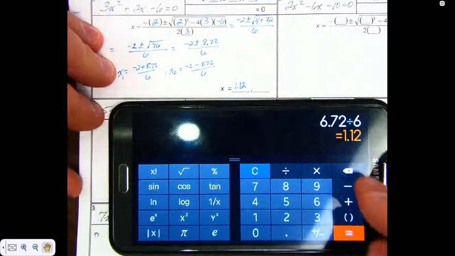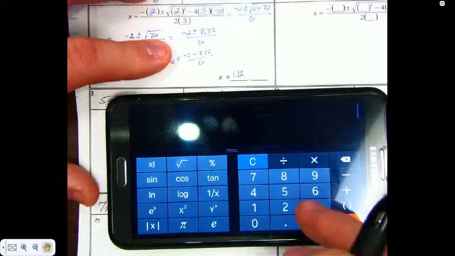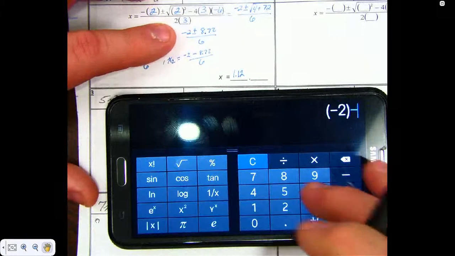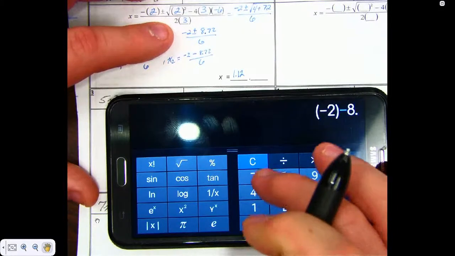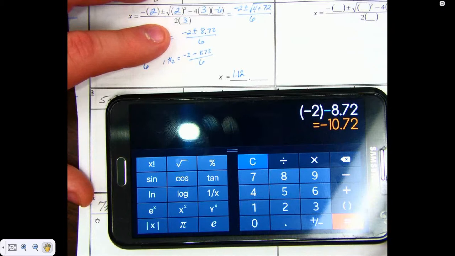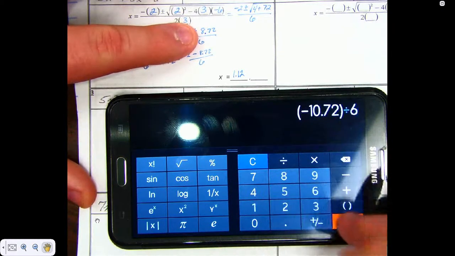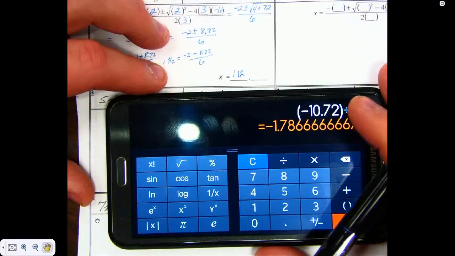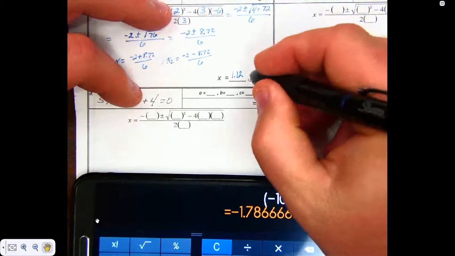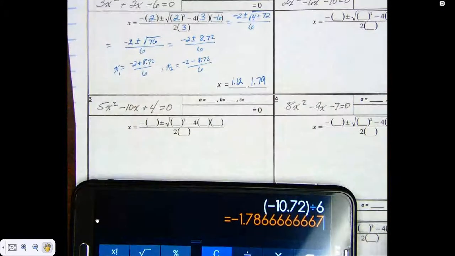For the next one, what is it, a negative 2? So I'm going to press negative 2, and it's minus 8.72 equals negative 10.72. What am I going to do next? I got the top, now I press divided by what? 6, or 1.7 what? 9. I need to put 1.79. And you're done.